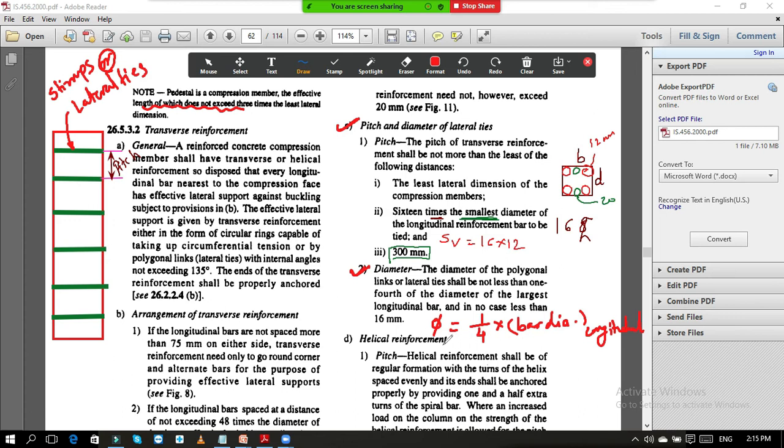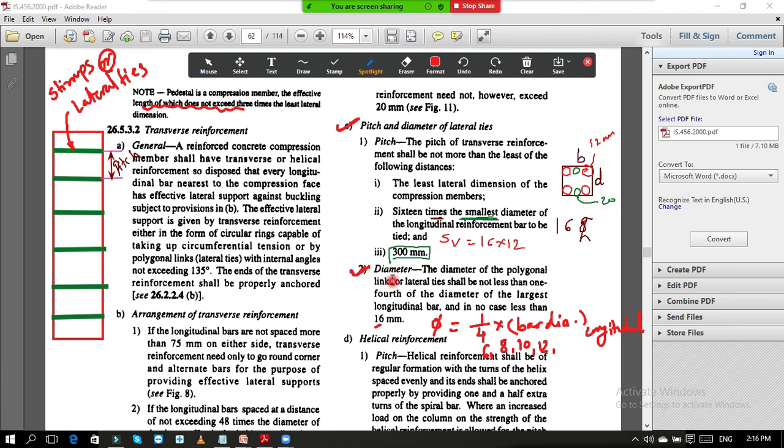In no case should the diameter phi be less than 16 mm. So you can provide 6 mm, 8 mm, 10 mm, or 12 mm lateral ties. You should take 1/4 of the largest longitudinal bar diameter. Now if I come to the same example, again see here the same example, B and D. So 4 bars of 12 mm and 2 bars of 20 mm are there.